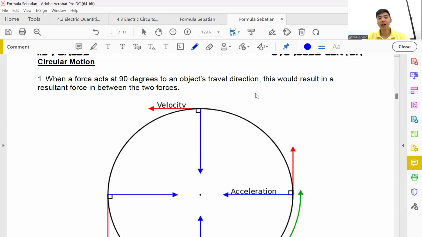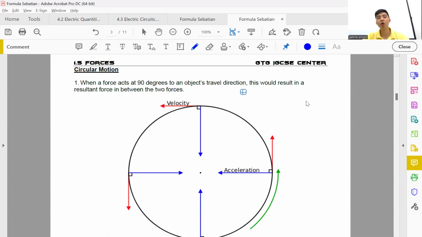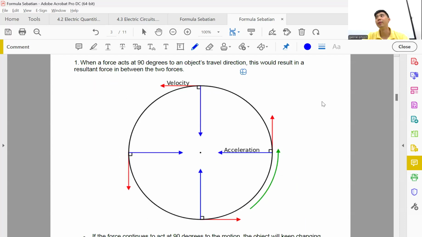Okay, guys, listen up. For circular motion, I want you all to know that this is literally free marks. Whenever you see anything moving in circular motion, remember that the acceleration and also resultant force is always towards the center of the circle.